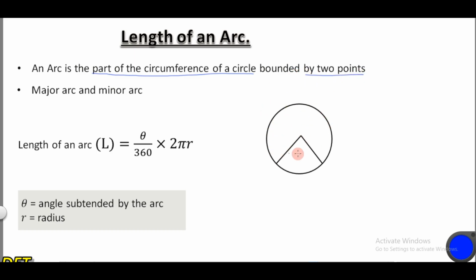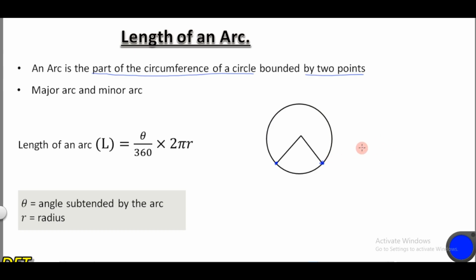So, if we look at this circle, the distance round the circle is called the circumference, right? The distance round the circle is known as the circumference of the circle. So we are saying here that an arc is the part of the circumference of a circle bounded by 2 points. So this is a point in this circumference, and this is another point in this circle, right? So this part that you're seeing, that is bounded.